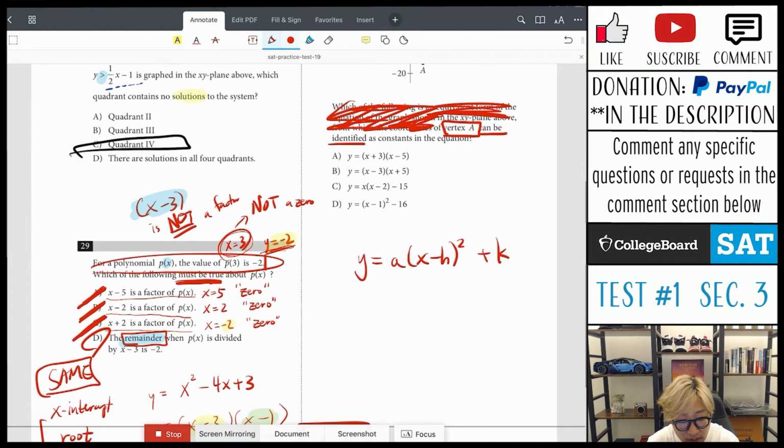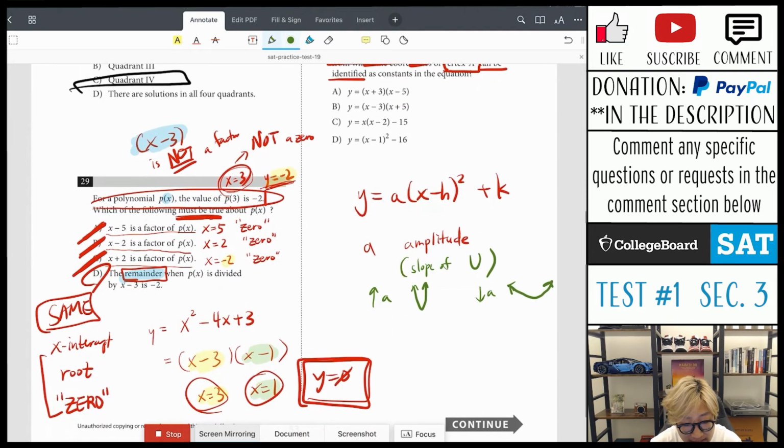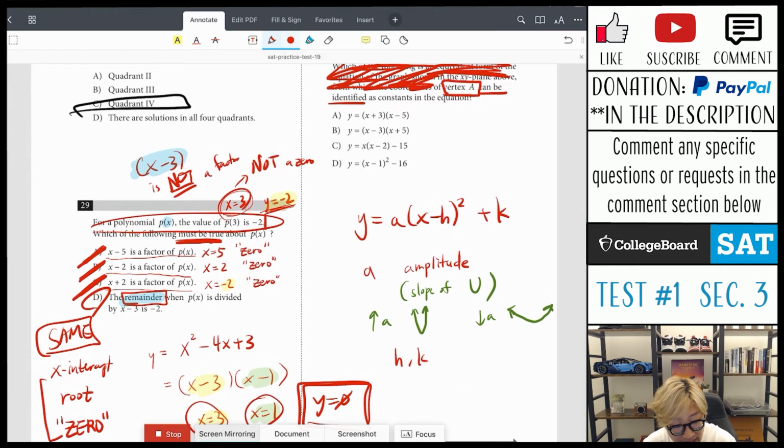Let me talk about all of these. A stands for the amplitude. Amplitude, if nobody knows what that is, it's kind of like the slope of a parabola. So a higher a value would look very steep like this, and a lower a value looks flat like this. And then the h and k, in the circle equation before, it was a center. This time this is the vertex.